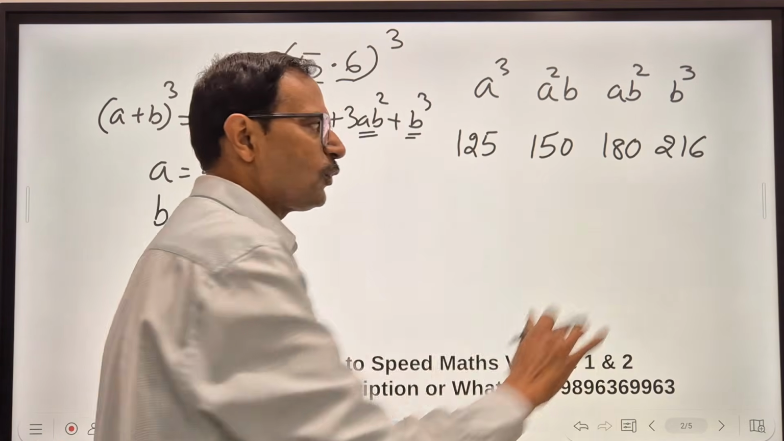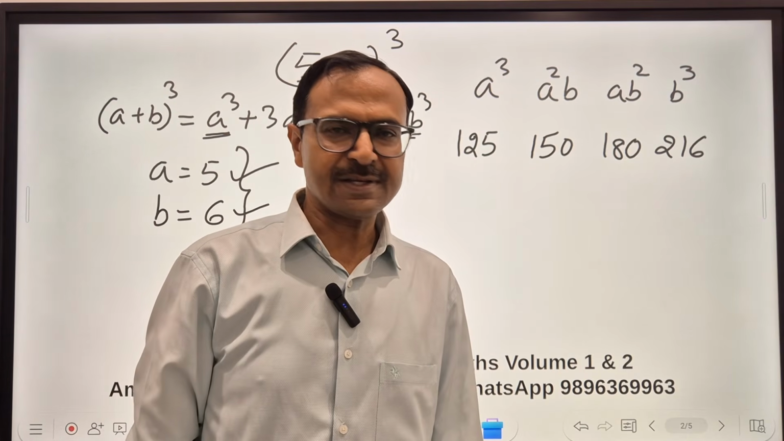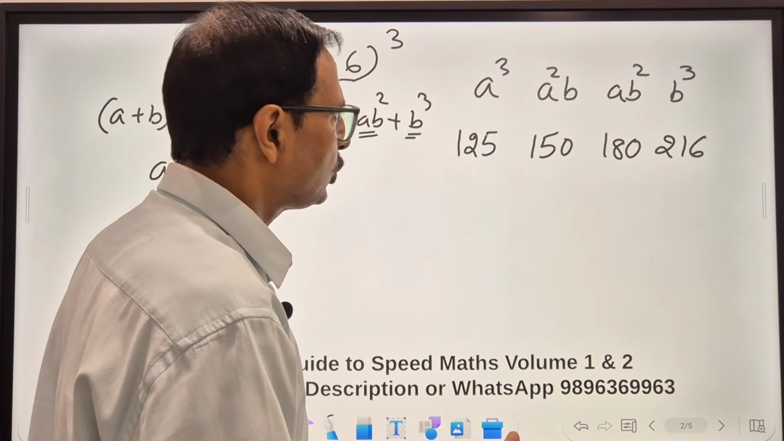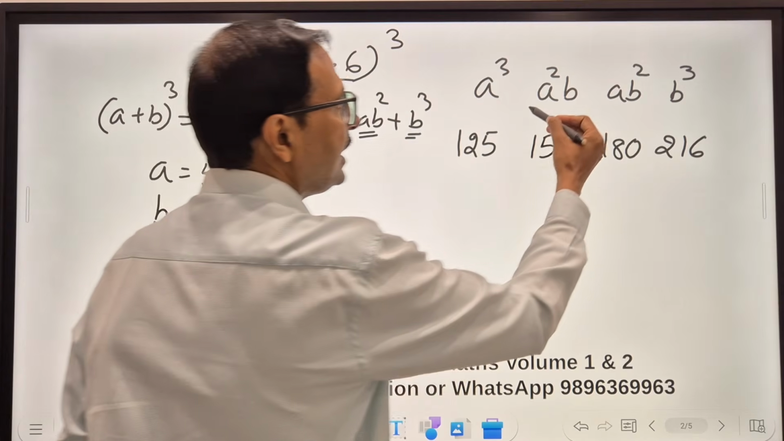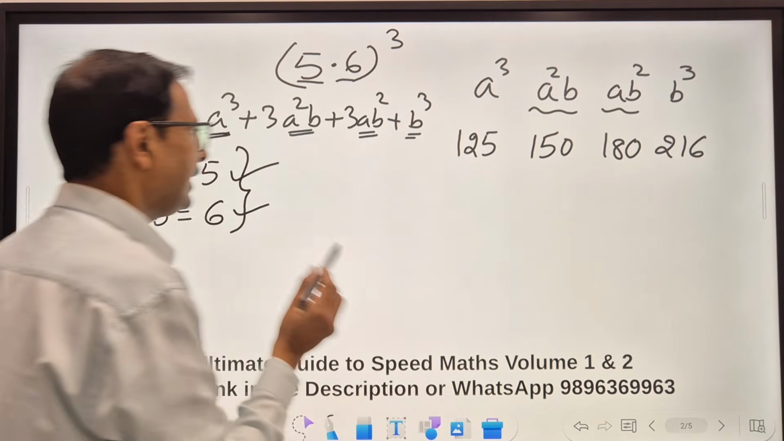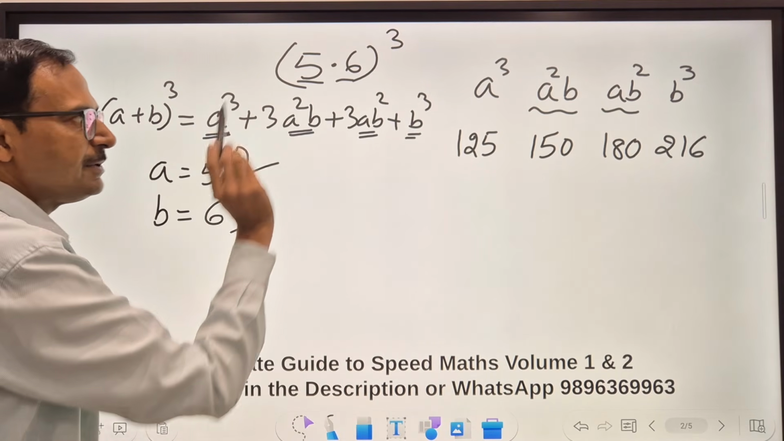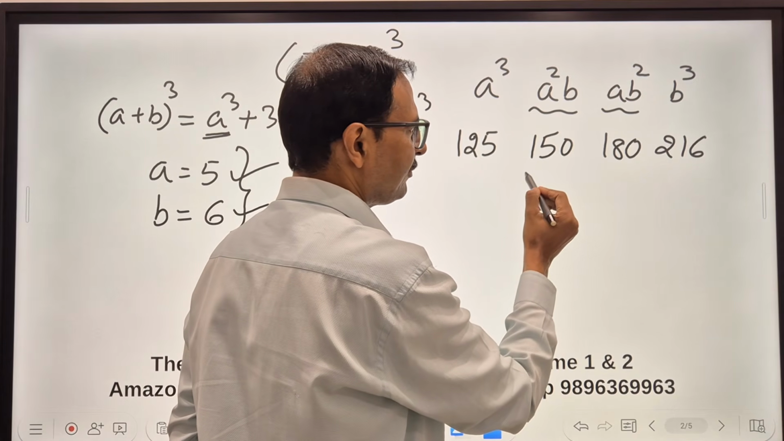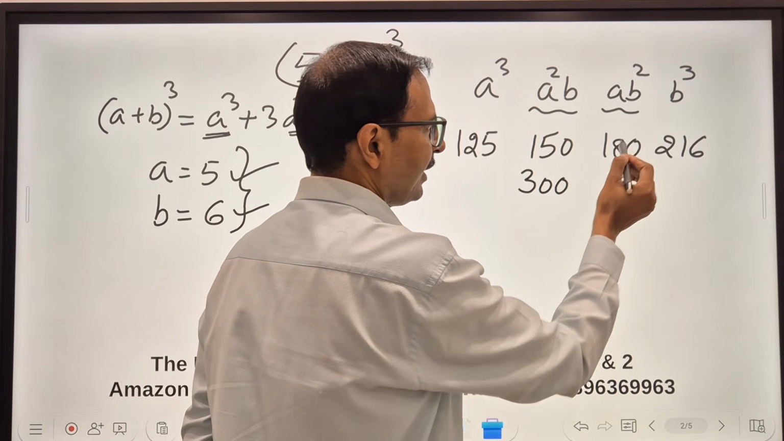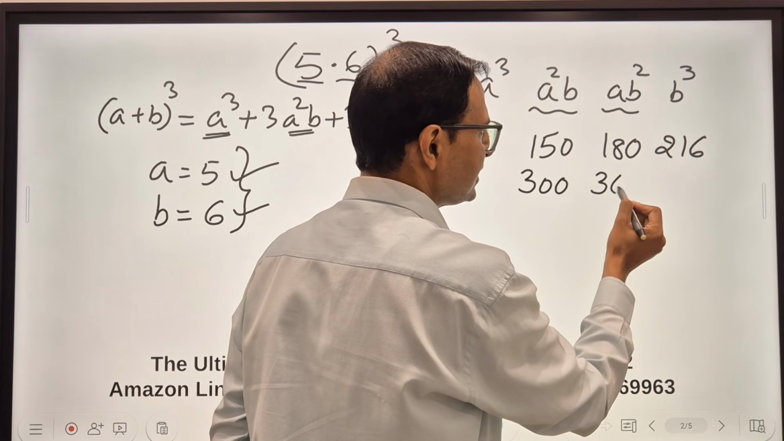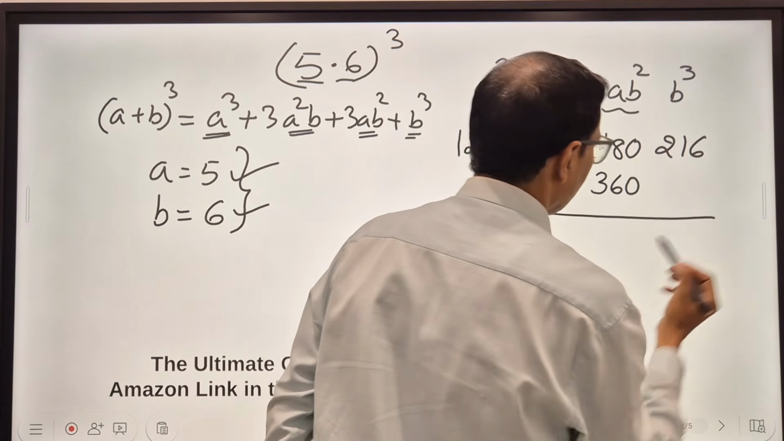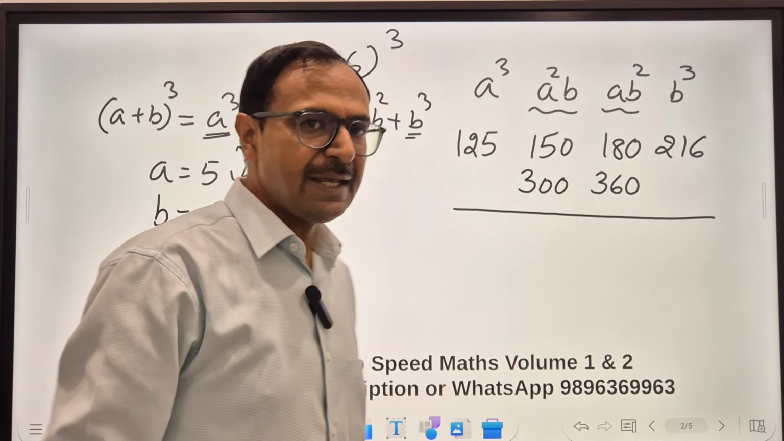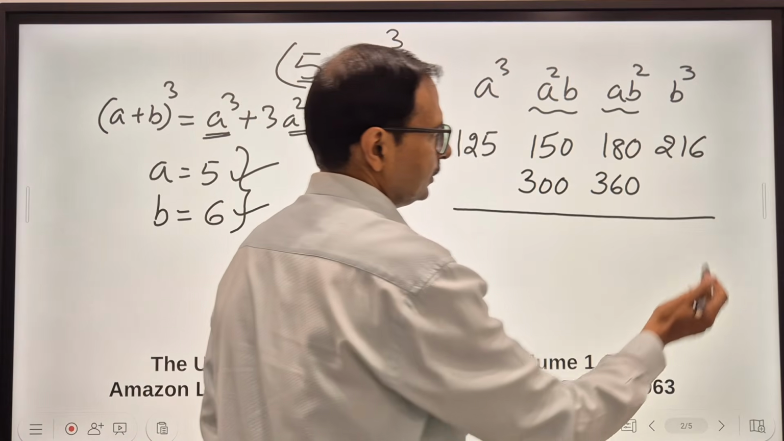Now once you get these four numbers quickly, your answer is not far away. What do you have to do next? Because I did only a square b and ab square, but I need 3a square b and 3ab square, so I will double this and write it below this. So 150, the double is 300, 180, the double is 360, and now put the horizontal line and start adding from the unit digit here.